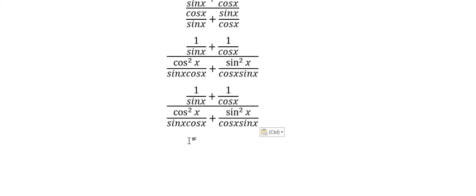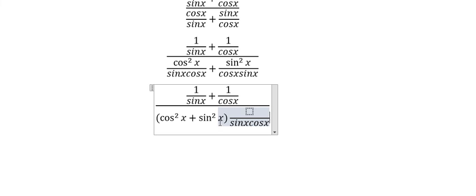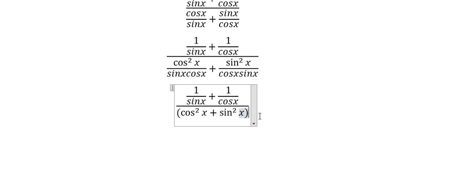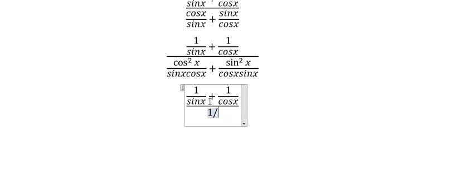The next one, we have the same common denominator, so we can put it like this. Sorry, I just put it like this for you. Because sine squared x and cosine squared x added together give 1. Now, this one will go to the numerator.